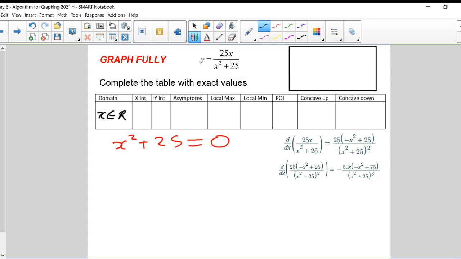X-intercept. Can anybody tell me what they think the x-intercept of this is? Come on, folks. You know how to get an x-intercept. Set y to 0 and solve it. What's the x-intercept of this function? It's 0, of course. And if the x-intercept is 0, what did we just say is the y-intercept of the function? It's also 0. So let's just dispense with that.